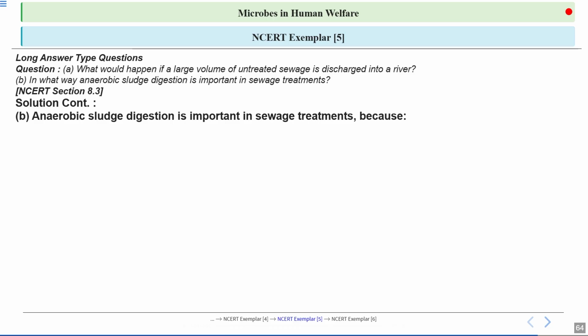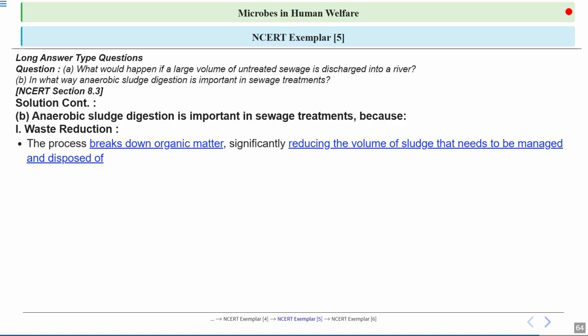Next part is B part. Anaerobic sludge digestion is important in sewage treatment because, first, it reduces waste. Anaerobic digestion helps to minimize the amount of solid waste that needs to be disposed of after the sewage treatment.